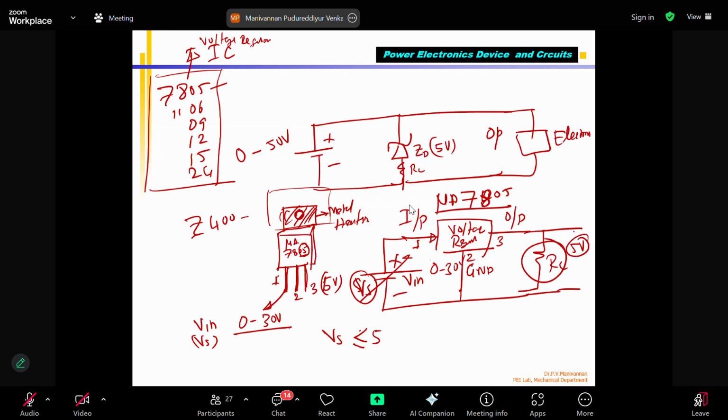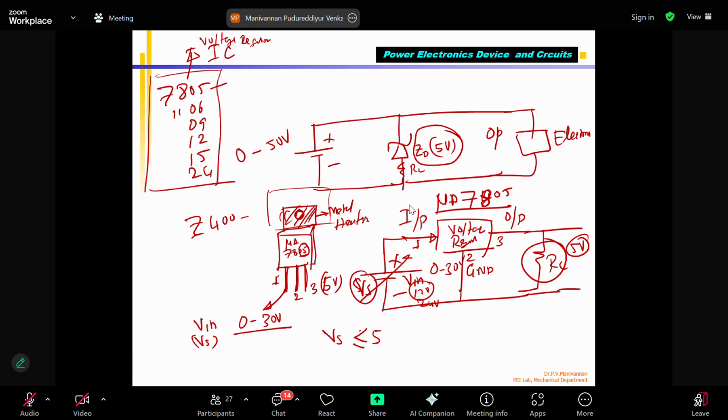This I can give to, say, a microcontroller or embedded controller, which needs 5 volts, but my battery is a 12 volt battery, correct, a car battery, or 24 volts. If I give that, the output from the voltage regulator will still be 5 volts. It is similar to using a 5 volt Zener diode. Okay.